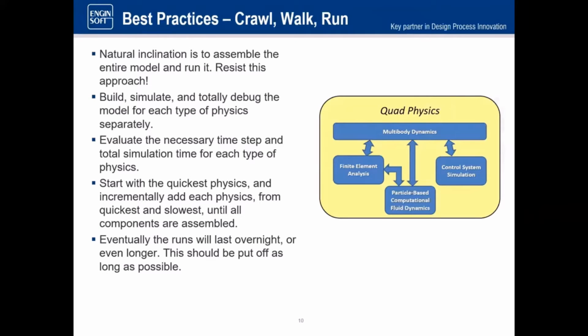So I would get each part tuned separately. Get your Particleworks model running by itself, get everything tuned and checked out, get your full flex bodies done separately, and then that's all separate. And then when you start to assemble, start with the multibody dynamics model, maybe add in the controls, and then add in the finite element flex bodies, and then last add the co-simulation with Particleworks.